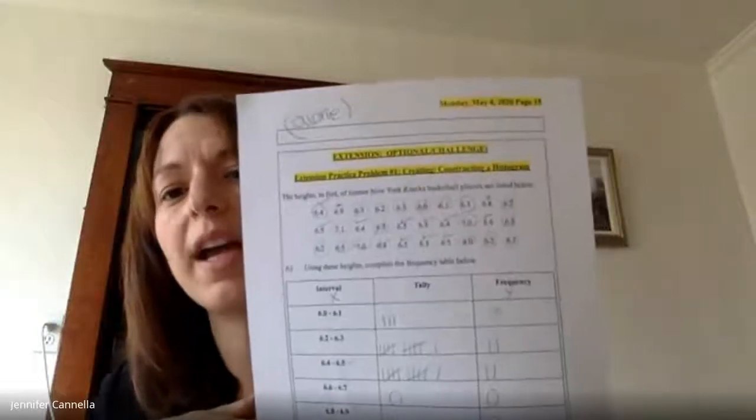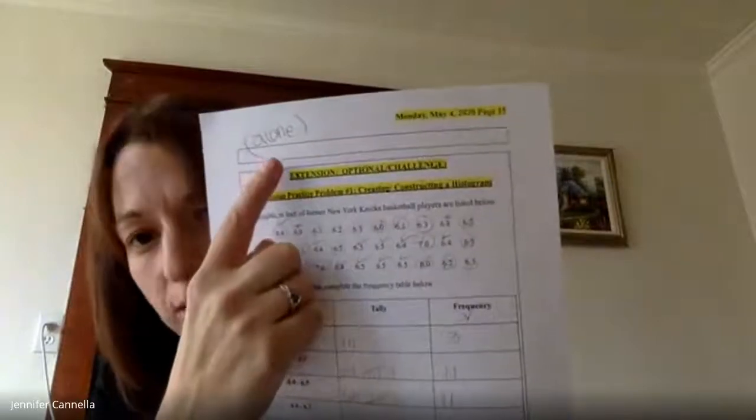Okay, so on page 15 and 16, you're going to write the word alone, because you're going to do that alone because it's an extension. Do not reach out to me, say, I need help. I want you to try it on your own because it's a challenge. Alone, extra credit. Alone, which then you take that information to make this histogram alone.